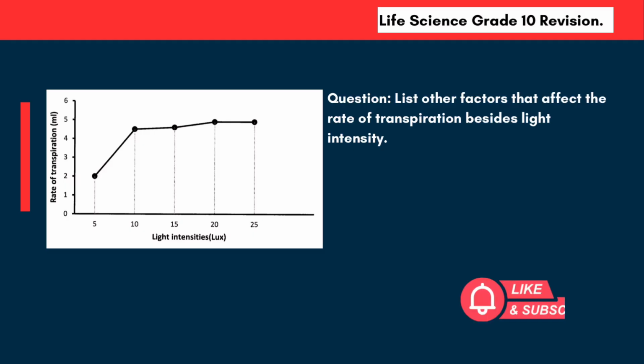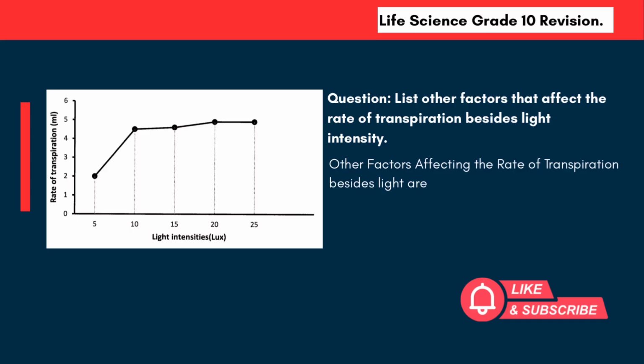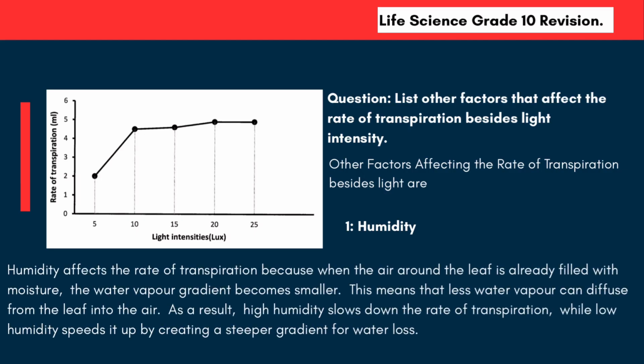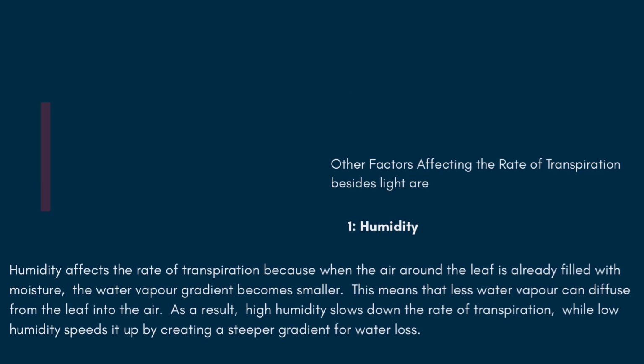Question: list other factors that affect the rate of transpiration besides light intensity. Other factors affecting the rate of transpiration besides light are: 1. Humidity. Humidity affects the rate of transpiration because when the air around the leaf is already filled with moisture, the water vapor gradient becomes smaller. This means that less water vapor can diffuse from the leaf into the air. As a result, high humidity slows down the rate of transpiration, while low humidity speeds it up by creating a steeper gradient for water loss.